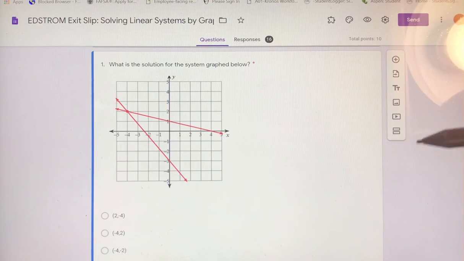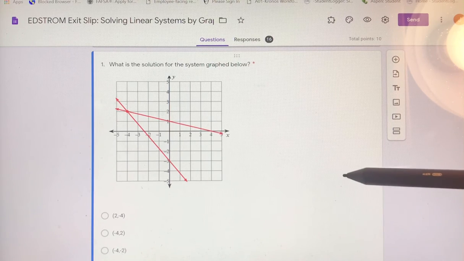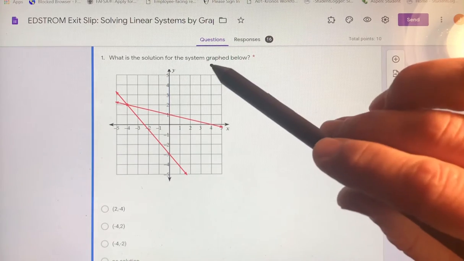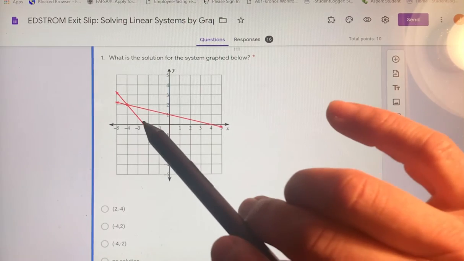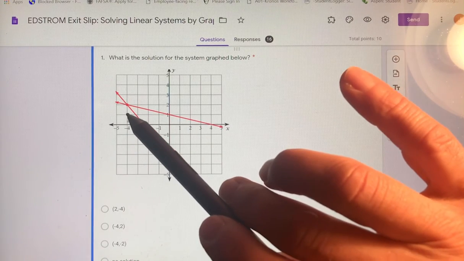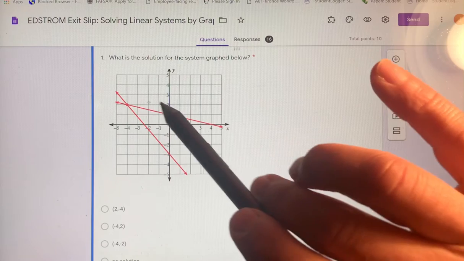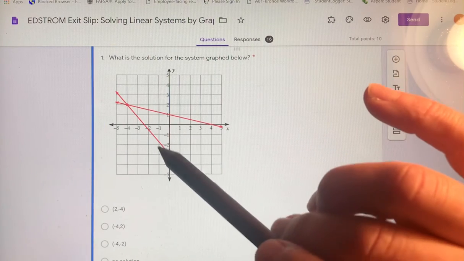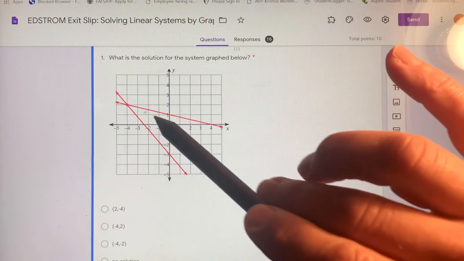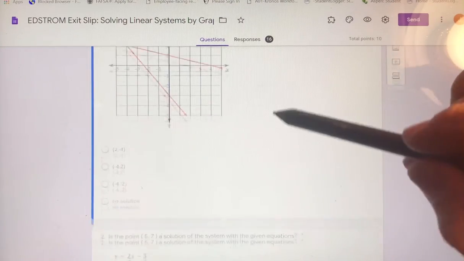These are the solutions to the exit slip that was assigned on Friday. In question number 1, what is the solution? The solution is (-4, 2), because that point is on both lines. It's the point of intersection, (-4, 2).